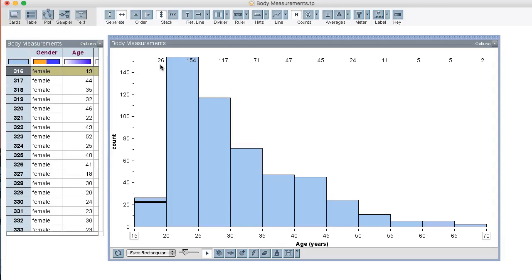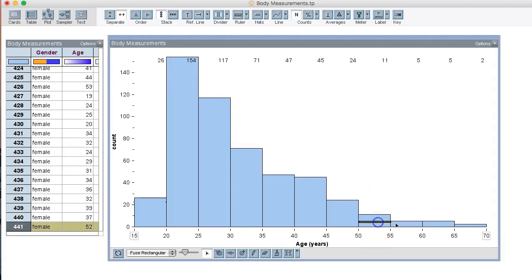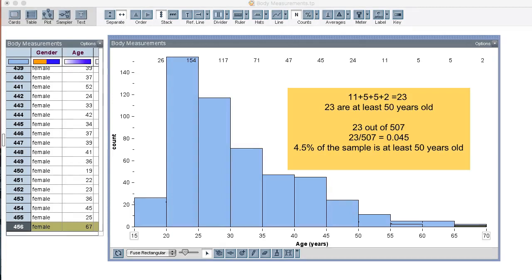Now, a histogram, just like the binned dot plot, can be helpful in answering questions about counts and percentages. For example, if I wanted to know how many people in this sample are at least 50 years old, I would add up the people in the last 4 bins. So I would be adding 11 plus 5 plus 5 plus 2 to get 23 people who are at least 50 in this sample. If I wanted to compute the percentage, I would again just divide by 507 to get 4.5%. This concludes our introduction to the histogram.